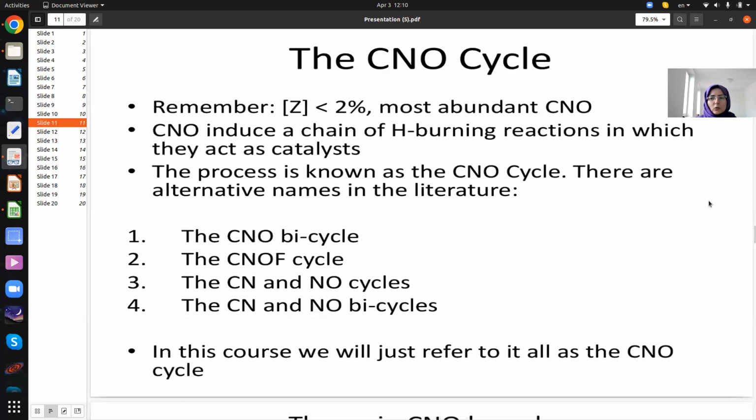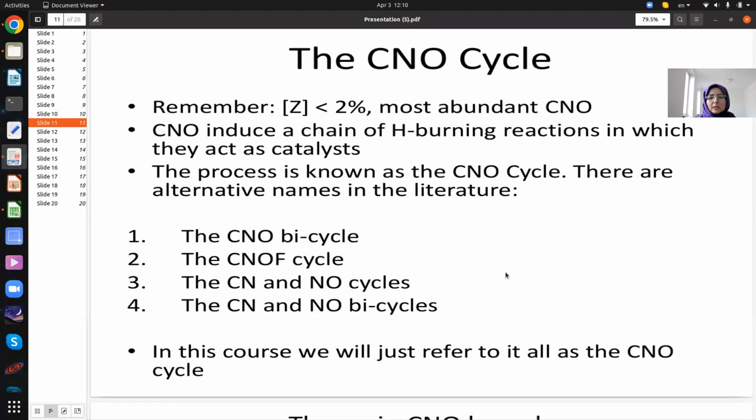The CNO cycle, or carbon, nitrogen, oxygen cycle. Remember that Z, or other elements in the sun, is less than 2%. Most abundant are carbon, nitrogen, oxygen. CNO induce a chain of hydrogen burning reactions in which they act as catalysts. The process is known as the CNO cycle.